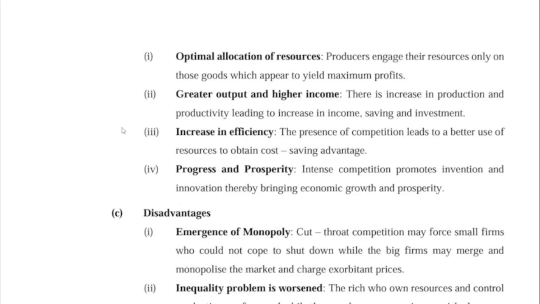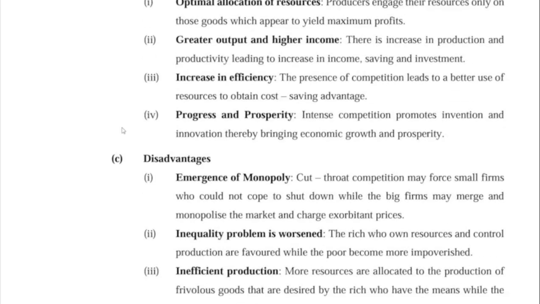Now, what are the disadvantages of this pure capitalist economy? One of them is monopoly. Okay, cutthroat competition may force small firms who could not cope to shut down, while the big firms may merge and monopolize the market and charge exorbitant prices. So that's one of the disadvantages. Emergence of monopoly. Let's say, just in the case of cement production in Nigeria, we don't really have many cement producers in Nigeria because of the investment capital.